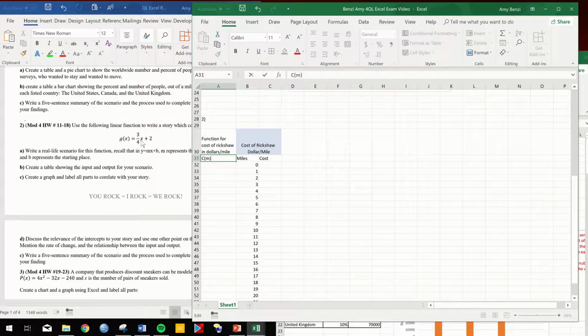This can be for a recipe. Please think of something unique for your linear equation. Look at Google for different stories for linear equations.